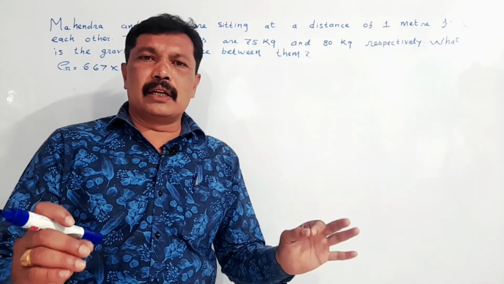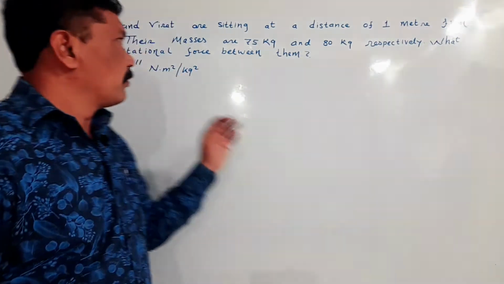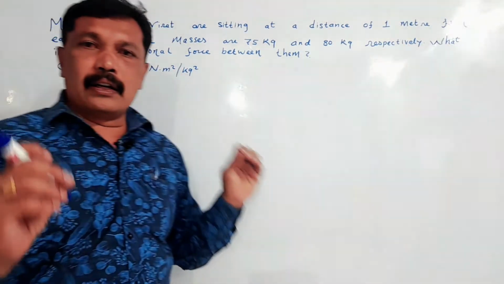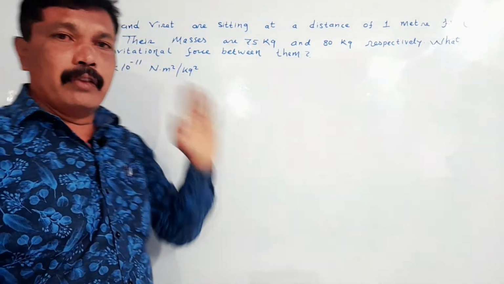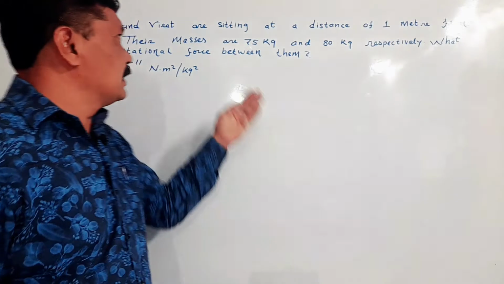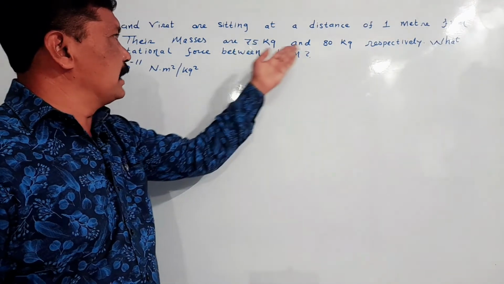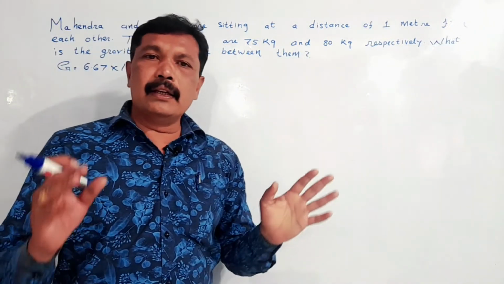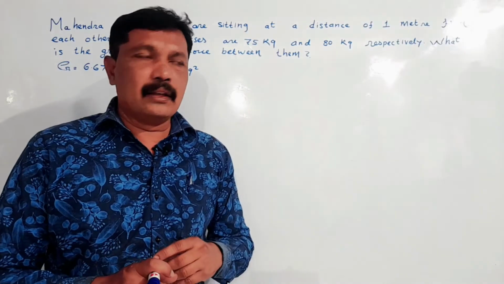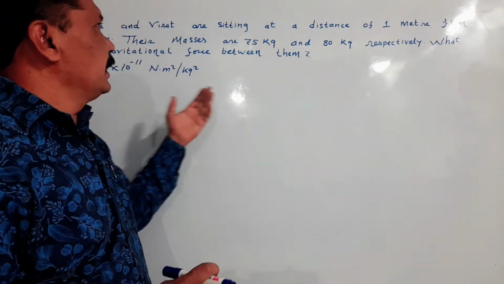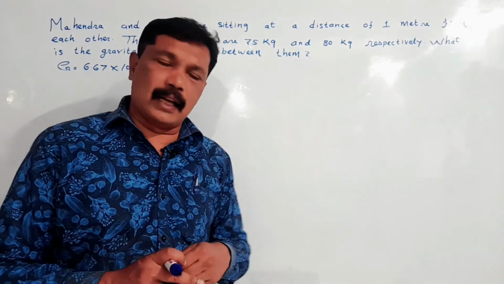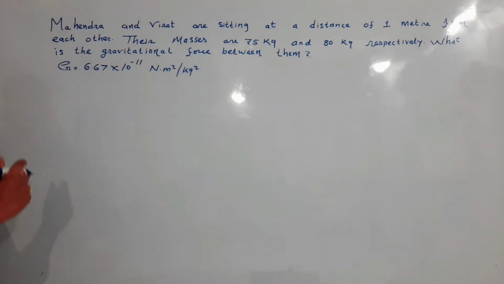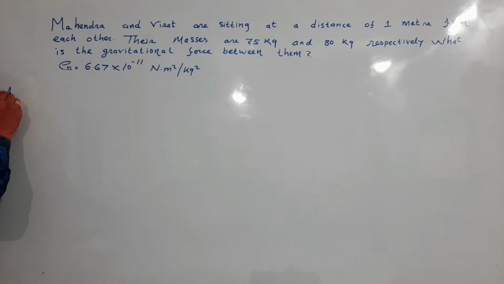My dear student, here we have to find the gravitational force between Mahindra and Virat, whose masses are given, 75 kg and 80 kg respectively. They are sitting at a distance of 1 meter from each other. Let's solve the problem. Answer.